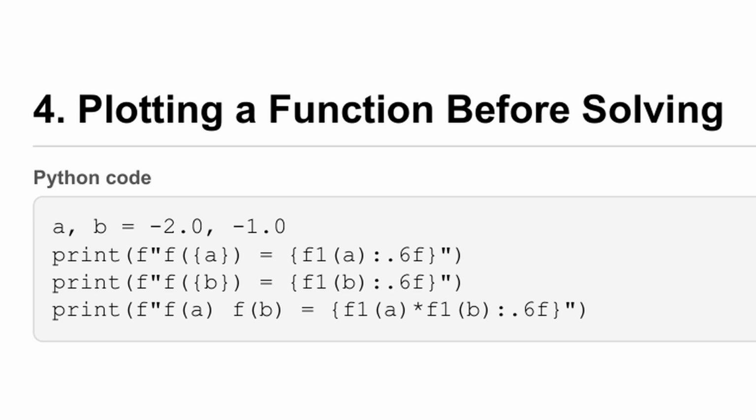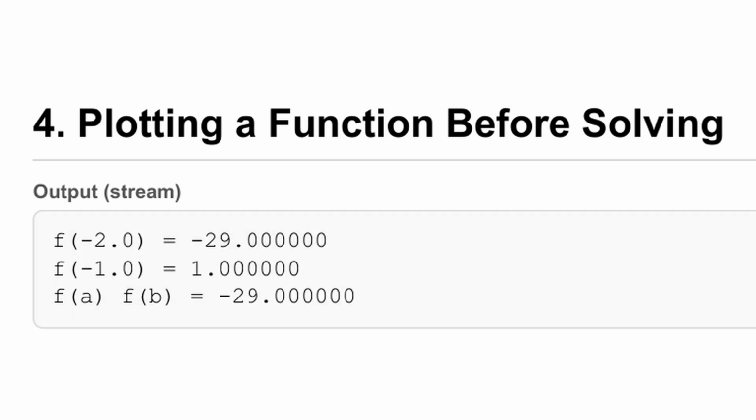We pick a equals -2 and b equals -1 to see if the signs of the function values are actually different. The output shows that at x equals -2, the function is negative, but at x equals -1, it is positive. Because the product of these values is negative, we have mathematically confirmed that a sign change occurs.